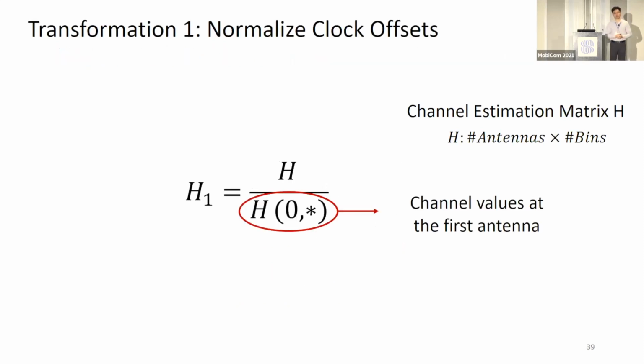The first transformation is to normalize the CFO. Since CFO has the same phase offsets across different antennas, we can divide the channel estimation matrix H by the channel values at the first antenna to normalize it.